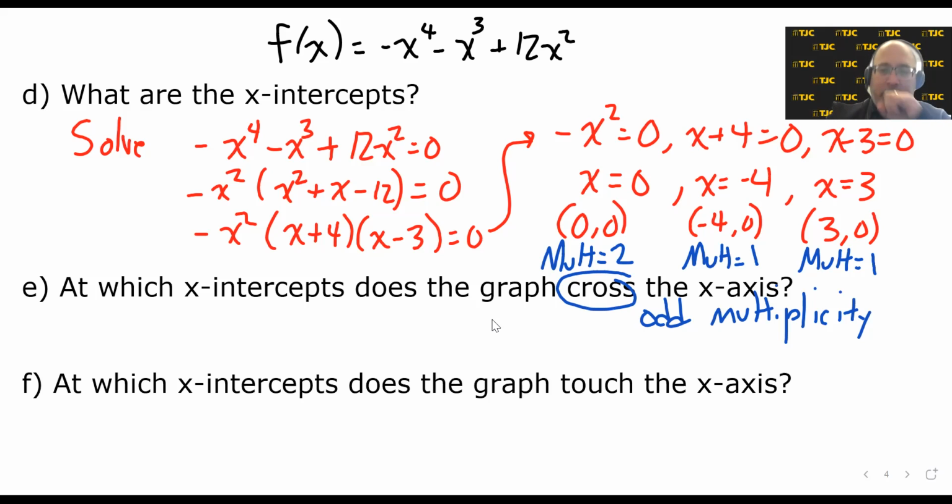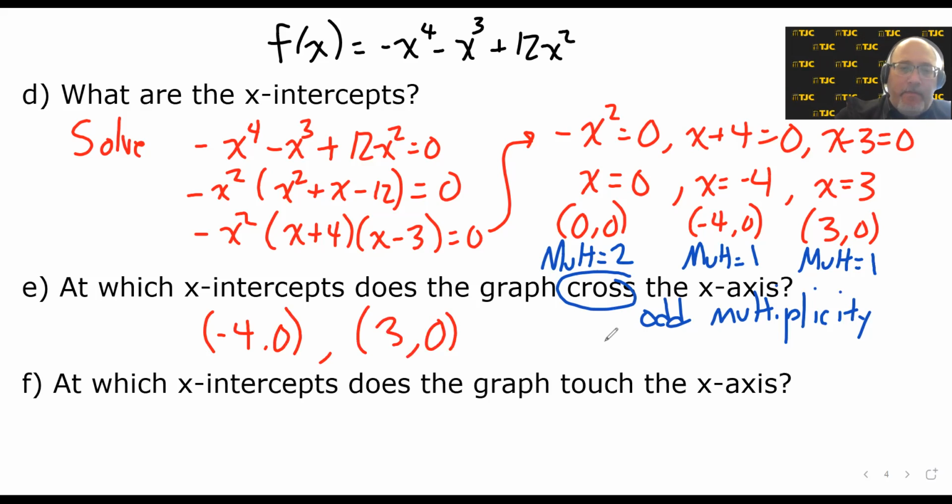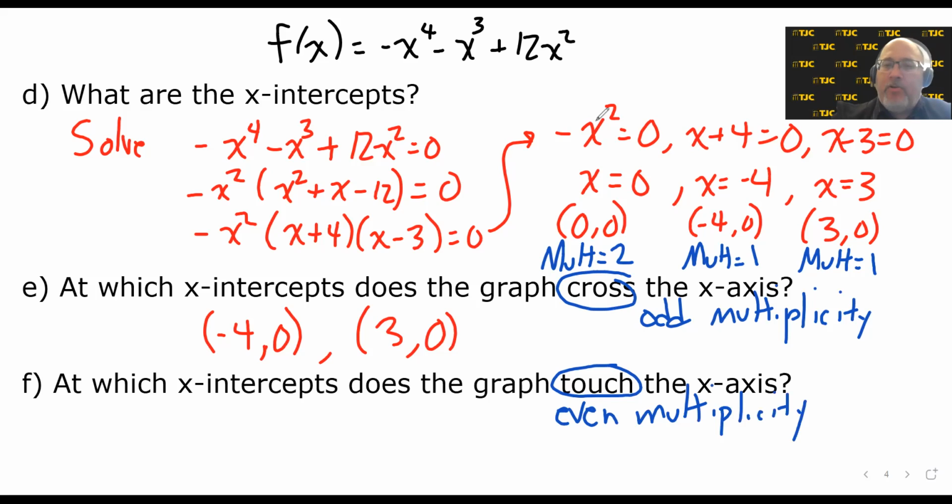And now that we've identified the multiplicities, we can now see at which intercepts the graph crosses the x-axis. Those are the ones with the odd multiplicities. That would be negative 4, 0. And that would also be 3, 0. And similarly, for part F, at which x-intercepts does the graph touch the x-axis? Well, touch the x-axis means even multiplicity. And the only x-intercept with an even multiplicity was 0, 0.